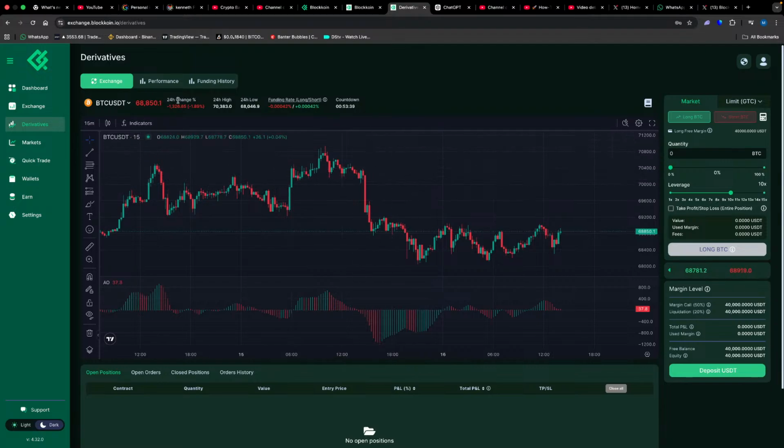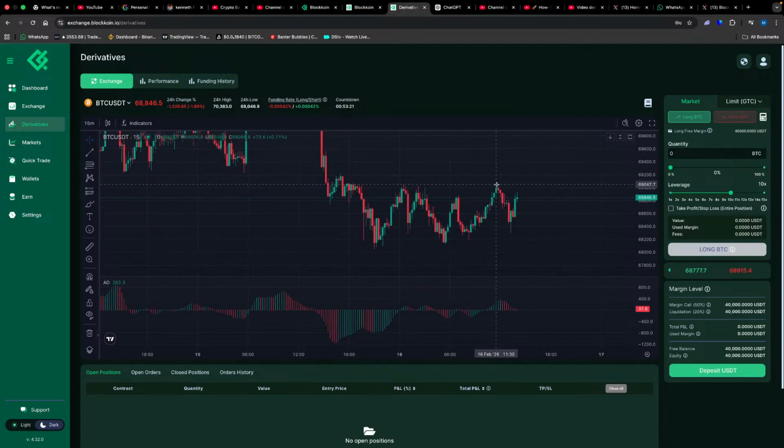Maybe what I didn't cover was this 24-hour change over here. In the last 24 hours, we went down 1.89%, meaning we went down $1,326. The 24-hour high, also meaning the highest price in the past 24 hours, was about 70,388, and exactly the same with the low. The last low was about 68,046. So we'll go into more detail further down the line. These are just once again the absolute basics of how derivatives work and what derivatives are, especially on the Blockkoin exchange.